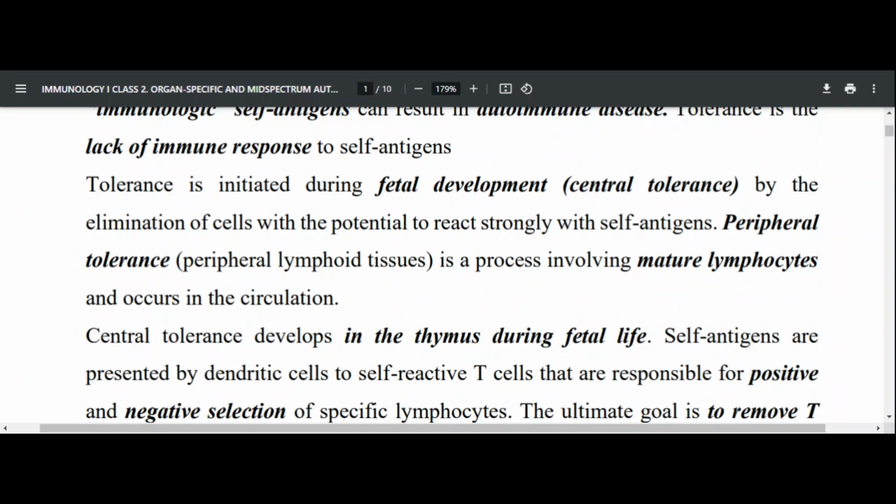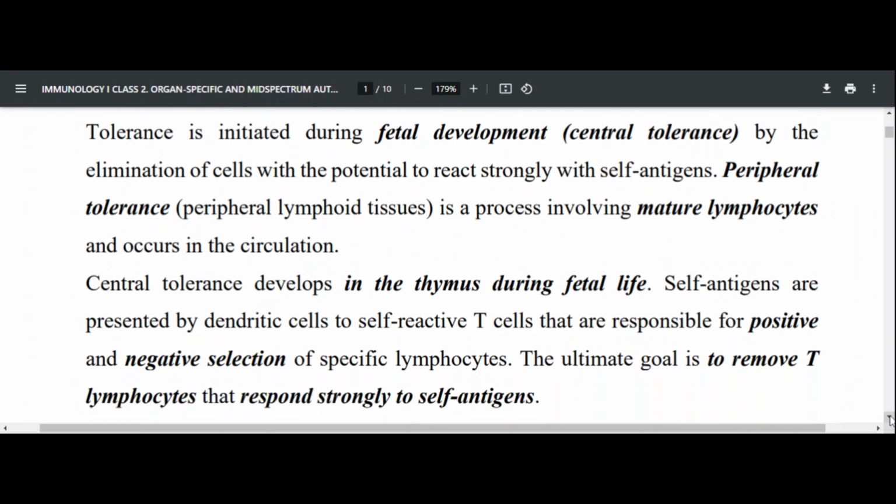It occurs, of course, throughout our adulthood, but central tolerance is a primitive and very fast tolerance, which happens during fetal development. Central tolerance develops in the thymus during fetal life, where self-antigens are presented by dendritic cells to self-reactive T lymphocytes that are responsible for positive or negative selection for specific lymphocytes.